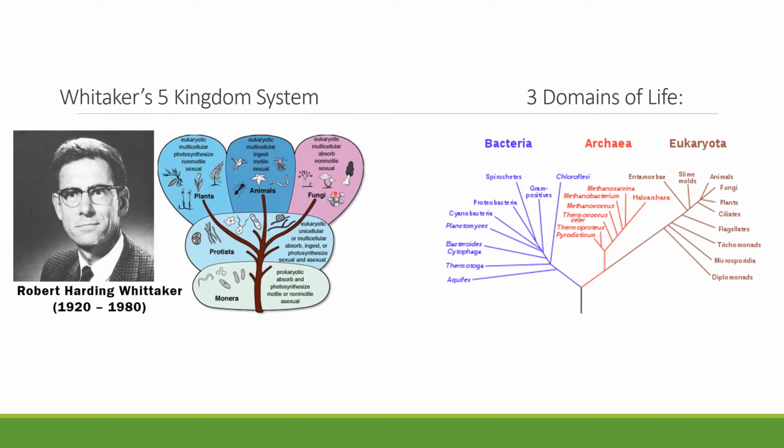Since then, this has been reworked, and in, I believe it was 1990, the prokaryotes were split into two different domains. So now we refer to it as the three domains of life. And these prokaryotes were split into bacteria and archaea. And then you have your eukarya or eukaryotes over here, and your eukaryotes consist of plants, animals, fungi, and protists.